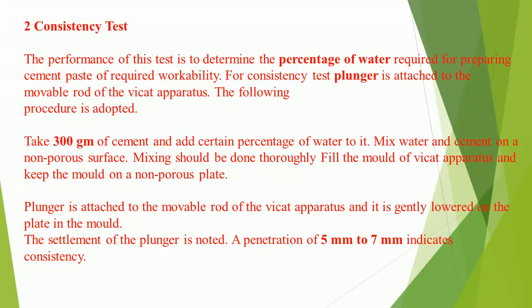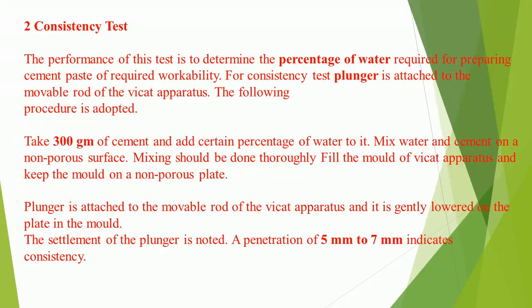2. Consistency test. The purpose of this test is to determine the percentage of water required for preparing cement paste of required workability. The consistency test plunger is attached to the movable rod of the VICAT apparatus. The following procedure is adopted. Take 300 gm of cement and add a certain percentage of water to it. Mix water and cement on a non-porous surface. Mixing should be done thoroughly.